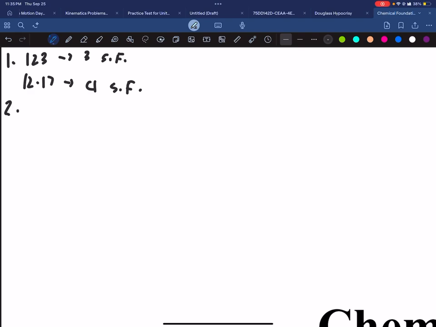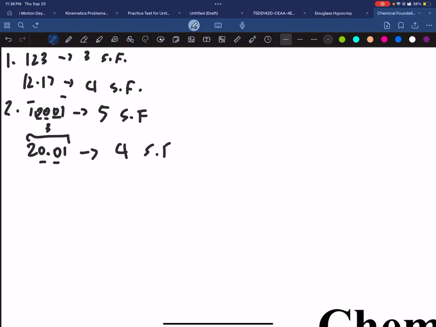Number 2, any zeros in between the numbers that aren't zero also count as a significant figure. So 10,001, the zeros in between all count as 3, and these numbers also count. That becomes 5 significant figures. The decimal in between also does not change anything, and the 0 in the middle counts, and the integers count. It becomes 4 significant figures.